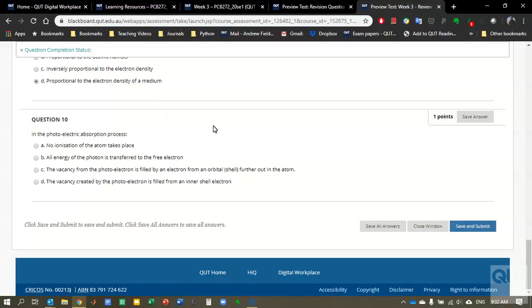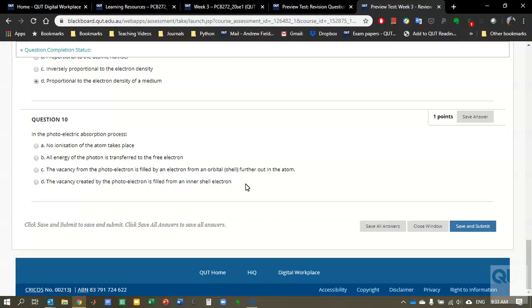Okay, and question 10, which I think is the final one in this set. In the photoelectric absorption process, the vacancy from the photoelectron is filled by an electron. So this is about what happens after photoelectric absorption. Okay, so remember the photoelectric absorption, the atom absorbs the X-ray. Some of that energy is given to ionizing, so removing an electron, and that leaves a vacancy in one of the shells. And so the atom is in what we call an excited state.